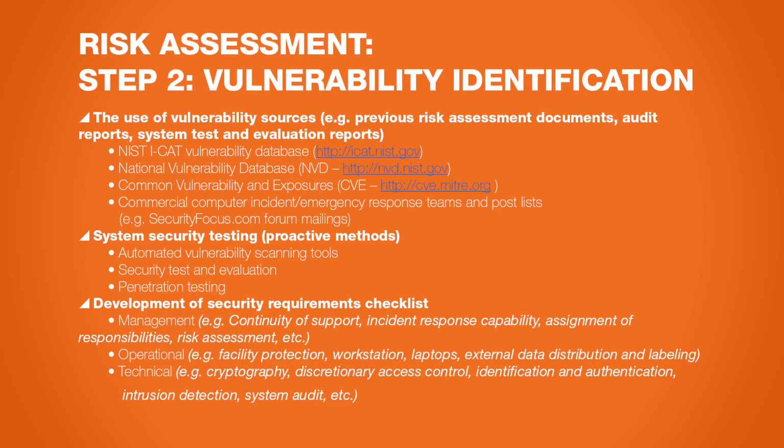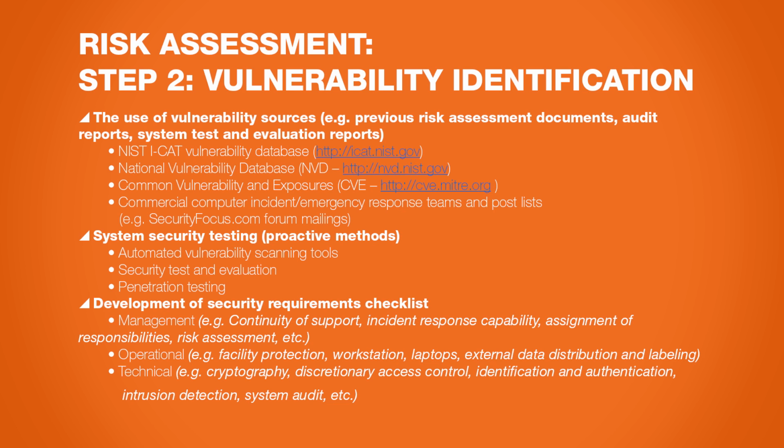Security system testing methods, such as automated vulnerability scanning tools, security test and evaluation, and penetration testing, are all powerful methods in uncovering vulnerabilities in a practical manner. A security requirement checklist is another method in identifying vulnerabilities. It contains the basic security standards that can be used to systematically evaluate and identify the vulnerabilities of the asset, such as personnel, hardware, software, and information.